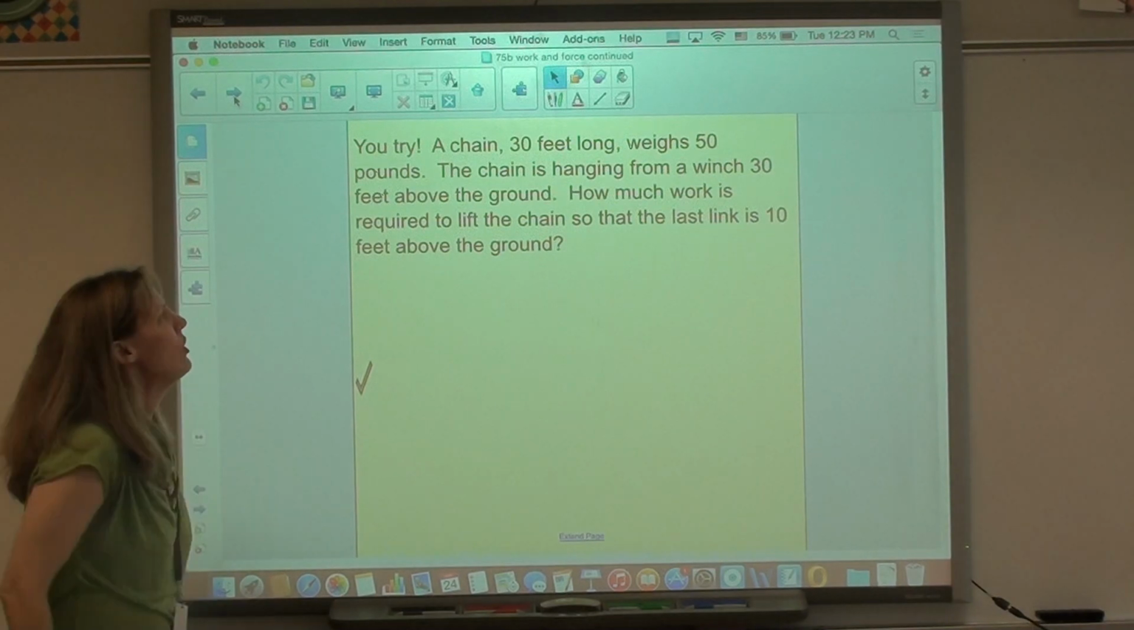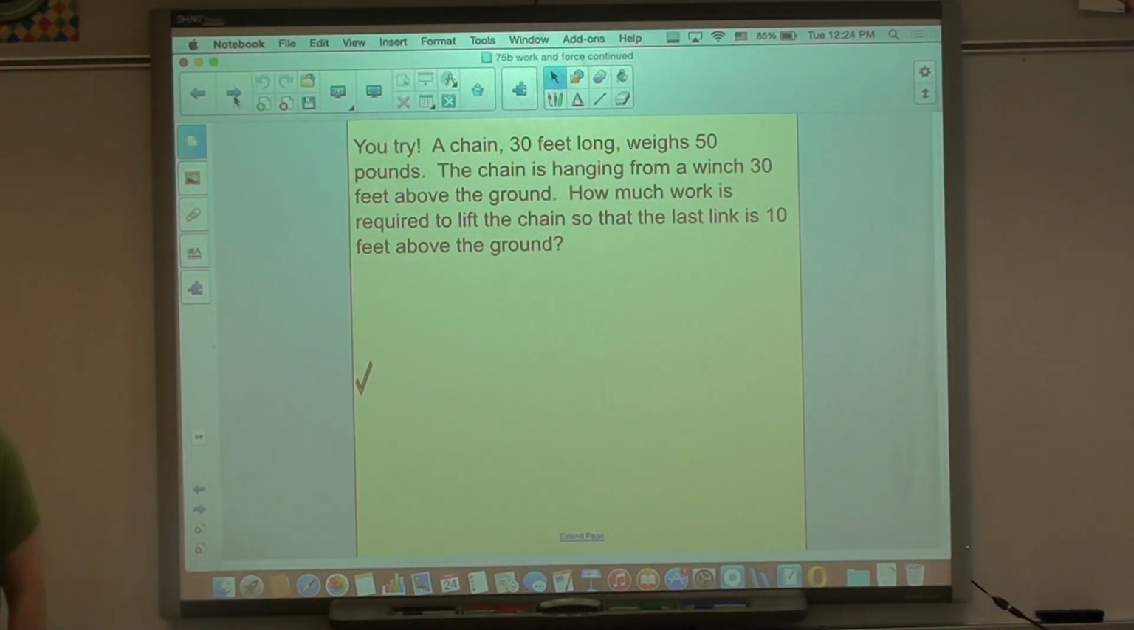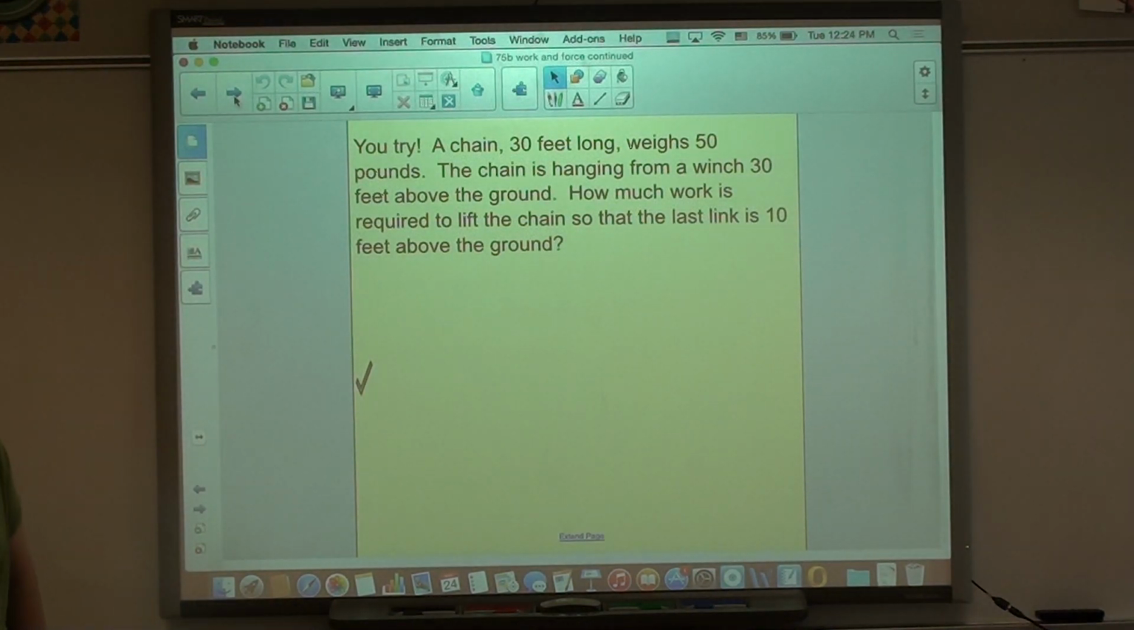Pretty easy. Okay, so we did a warm-up before we turned on the camera that dealt with the chain problem. So here we go. We have a chain. It is 30 feet long. That 30 feet of chain weighs 50 pounds. The chain is hanging from a winch that is 30 feet above the ground. How much work is required to lift the chain so that the last link is 10 feet above the ground?